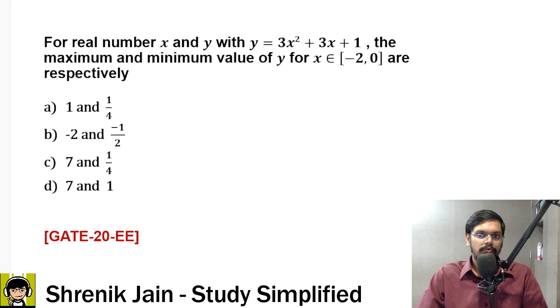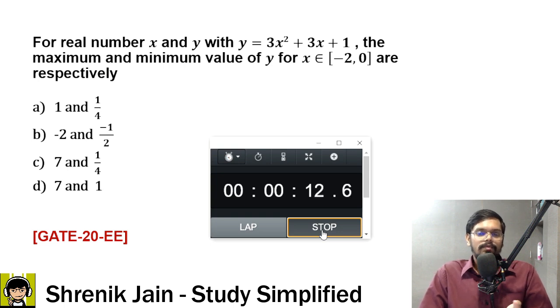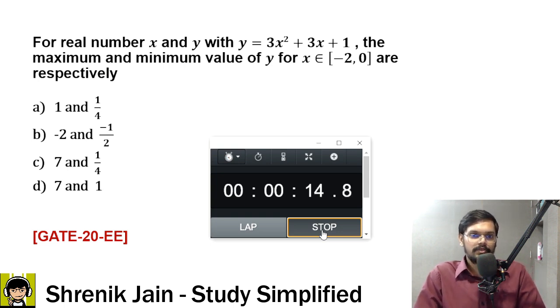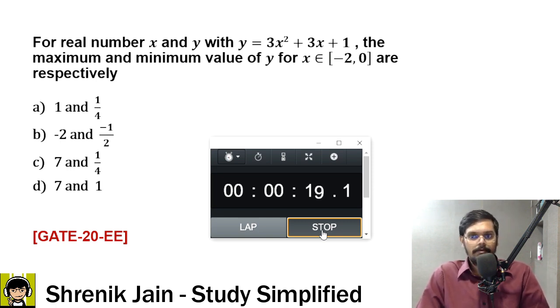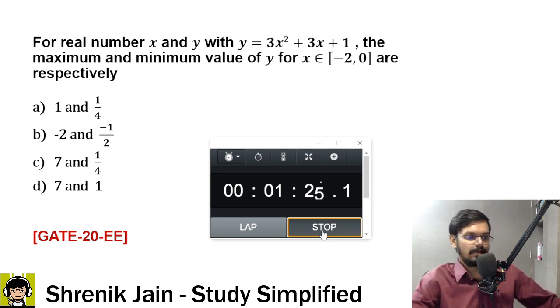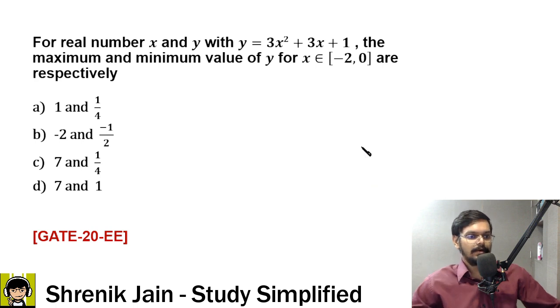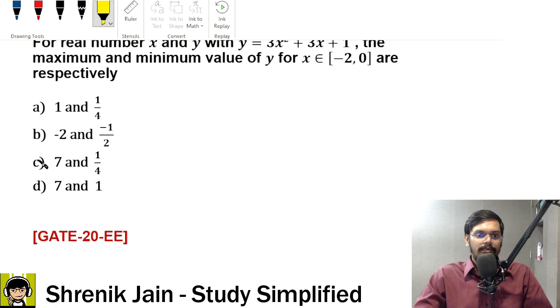Next question, 2020 electrical. This is one of the easy questions. So your time starts now. For real numbers x and y with y equal to 3x square plus 3x plus 1, the maximum and the minimum value of y for x belonging to the closed interval minus 2 comma 0 are respectively. Some are saying Delhi, some are saying Bombay, some are saying Calcutta. Okay, Calcutta students are right. Bombay and Delhi are wrong. Why is Calcutta right? Please focus.